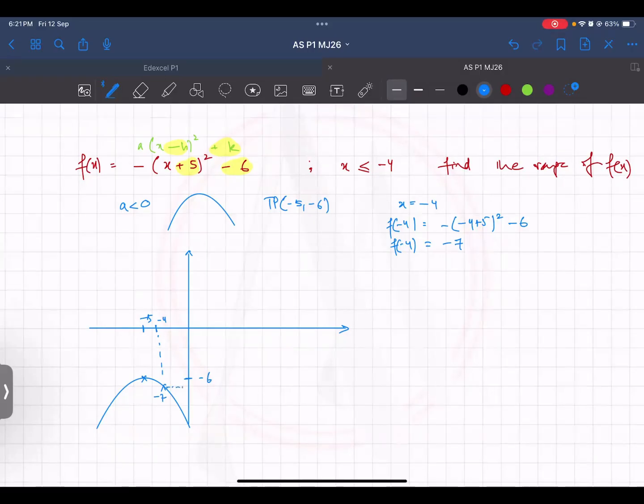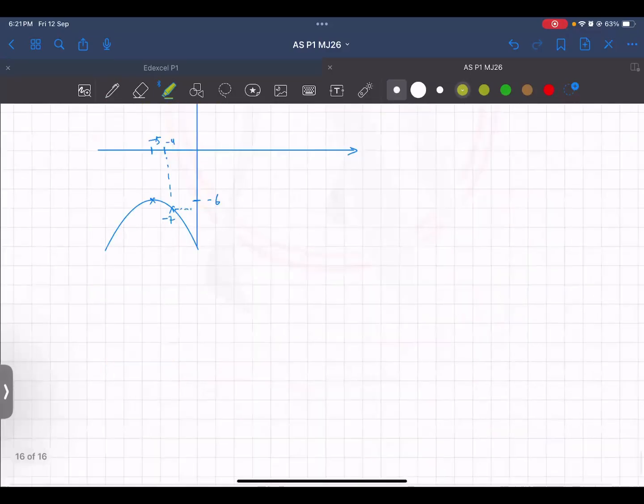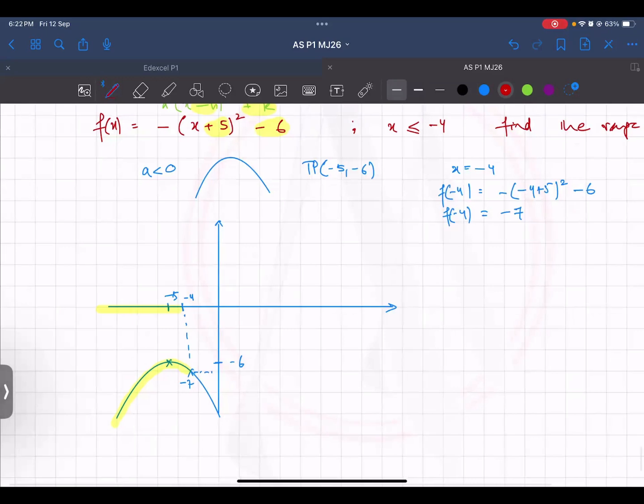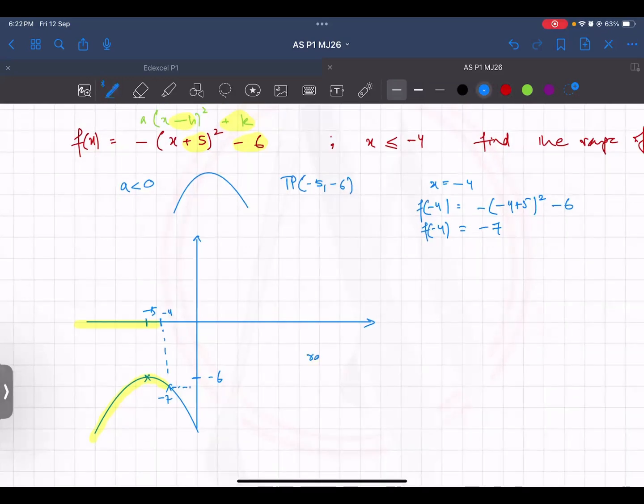Okay. And now they have told us that x is less than minus 4. So this means everything to the left side of minus 4. So everything to the left side of minus 4 is this part of the curve. And what are the values of y that you are getting for this region? Anyone who can suggest what is the range? Minus 6 comes. Less than, greater than what?